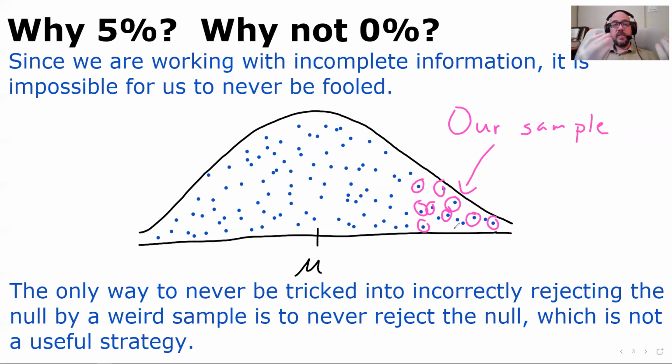And that's not great. So anyway, that's why 5%: it's just sort of an agreed upon thing that's convenient and works okay in most circumstances. It's rare that we really need to change it, but it should probably be movable depending upon circumstances. So anyway, we can't set it to 0% because we're working with incomplete information and therefore cannot be 100% certain that we're not rejecting the null hypothesis incorrectly, unless we never reject the null hypothesis, which is bad.